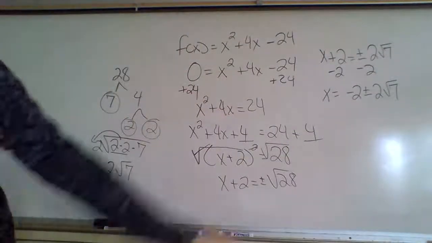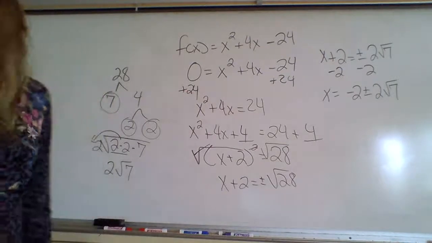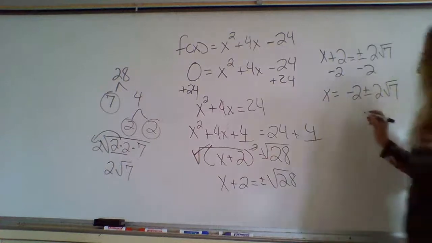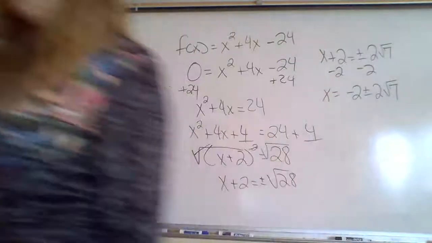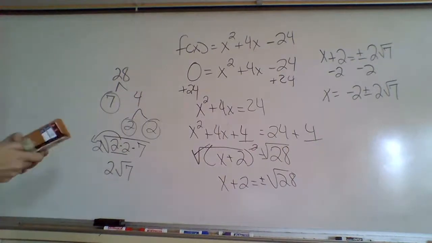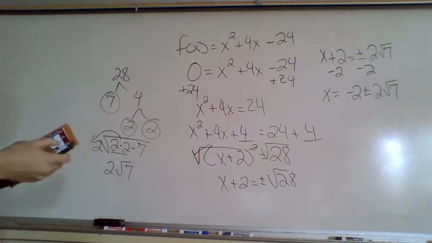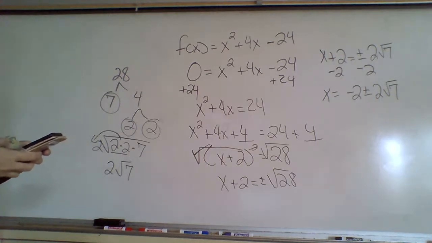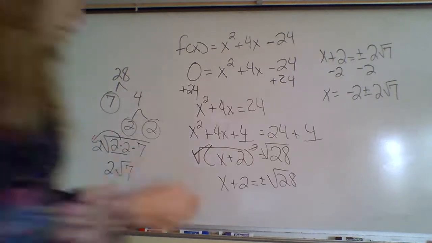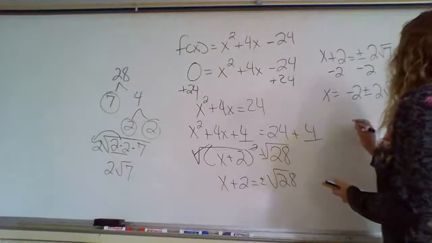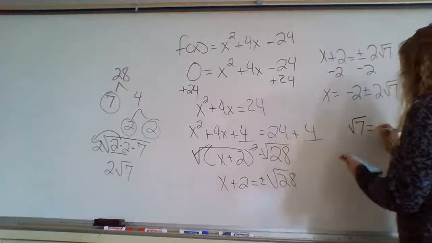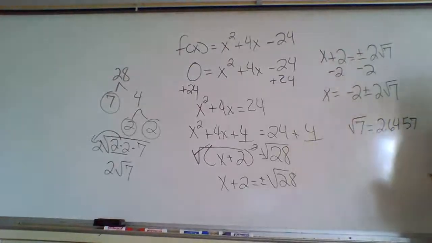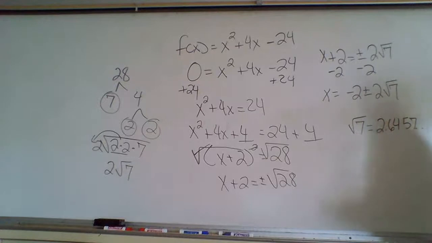Do I agree with the book? That's always important. I do. So number 10 is irrational. Because we can actually do it. If you take the square root of 7 and put that into a calculator, hold on, I'm doing it right now. Square root of 7. Okay. So the square root of 7 is 2.6457, and it goes on forever. Okay? So this is irrational.